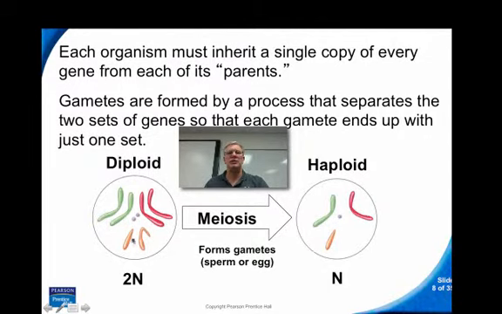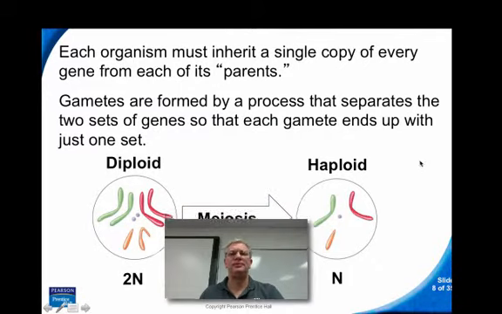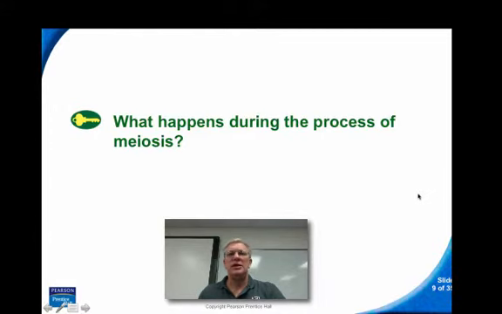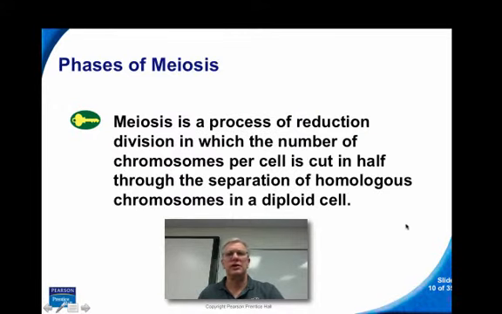So here's our diploid cell. These two have to be separated. These two have to be separated to become a haploid cell. And this sex cell, or this gamete, now has the haploid number. And this is what we're going to be looking at here in the next few minutes, how a cell produces the haploid number from the diploid number. And this process that we're going to be looking at is called meiosis, of course.